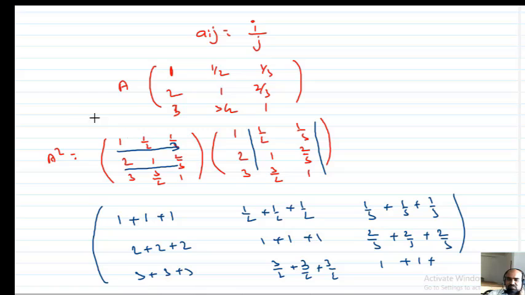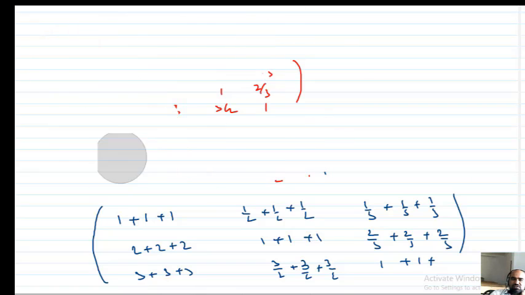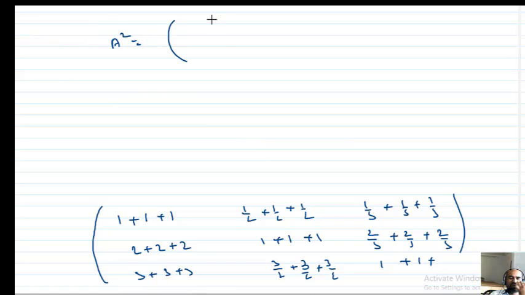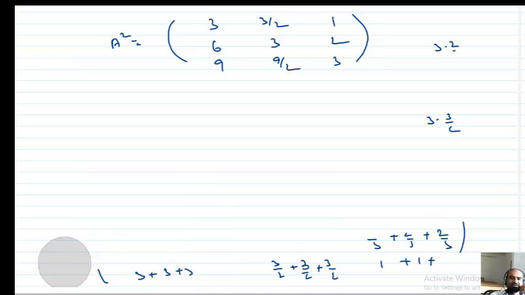Now I want to write finally. A square equals [3, 3/2, 1; 6, 3, 2; 9, 9/2, 3]. So, this is the A square. Once again, cross check my calculations. Okay.